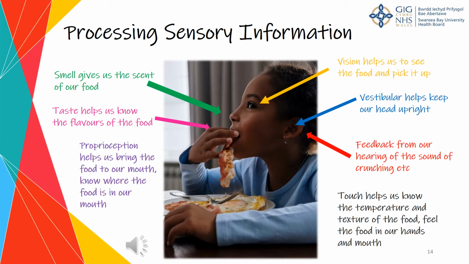Our taste gives us the ability to work out the flavours. Our vision helps us to see and pick up the food, and our hearing gives us the feedback of the noise that the food makes. Touch helps us to know the texture and temperature of the food and how it feels in our hands and mouth. And our proprioceptive system helps us to know where our mouth is in space and helps to bring the hand to the mouth correctly. All of these sensory systems work collaboratively to facilitate a function. So this is known as sensory integration.